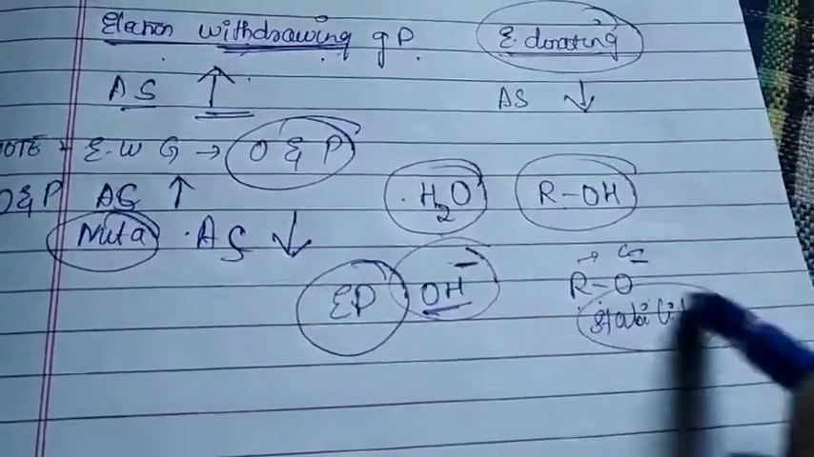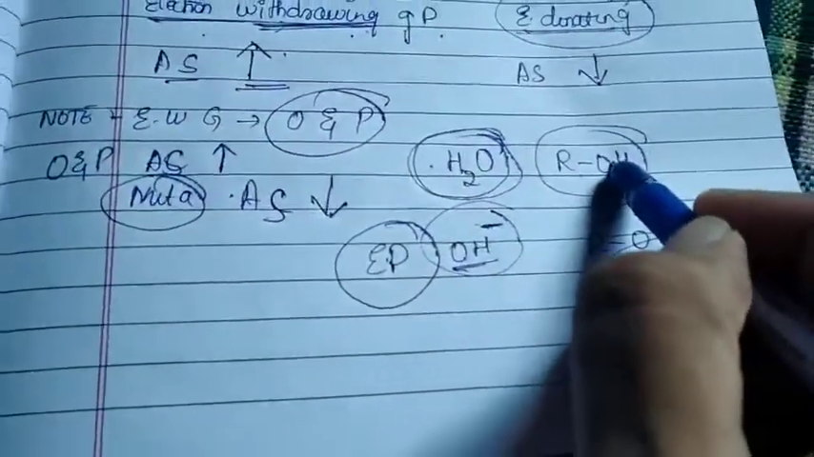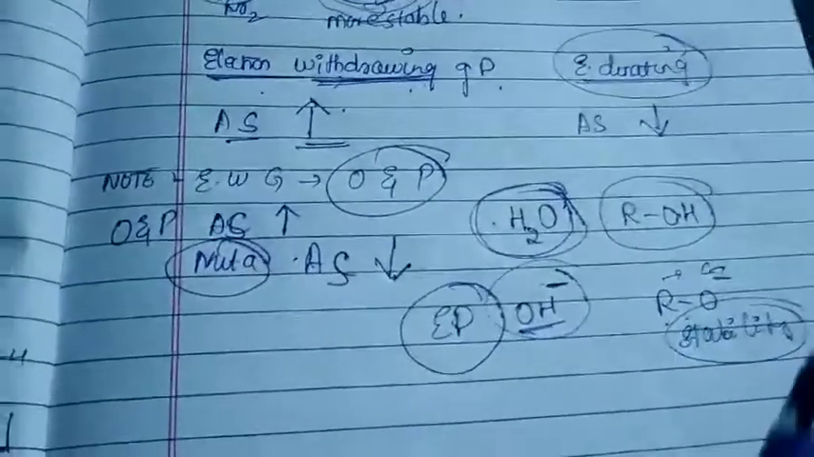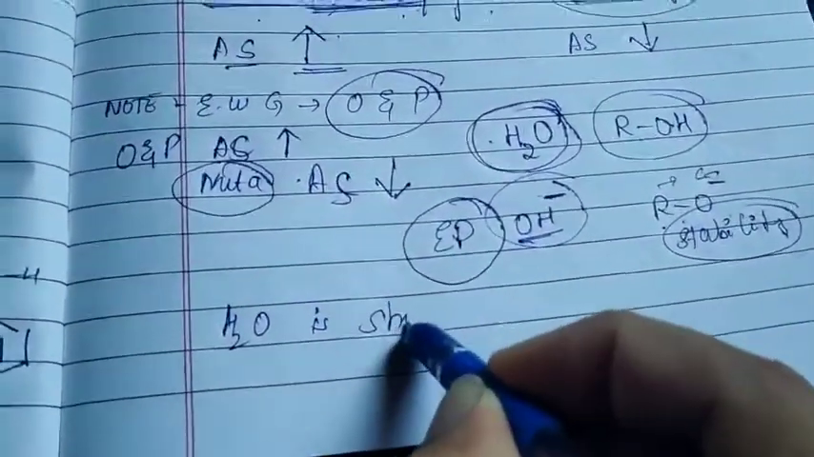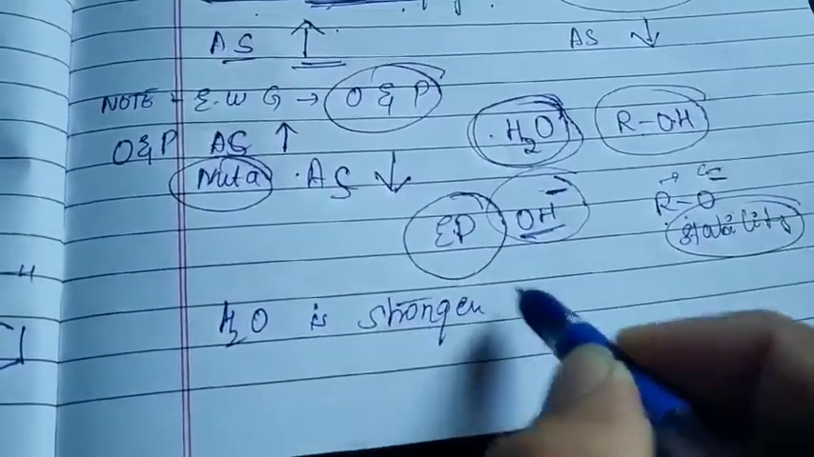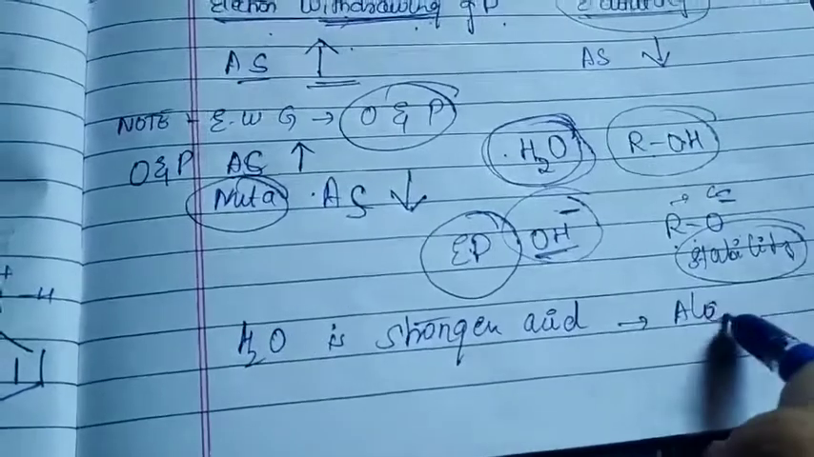So what happened? Water can easily act as an acid when compared to your alcohol. So therefore we say that water is a stronger acid. Water is a stronger acid when compared to alcohol.